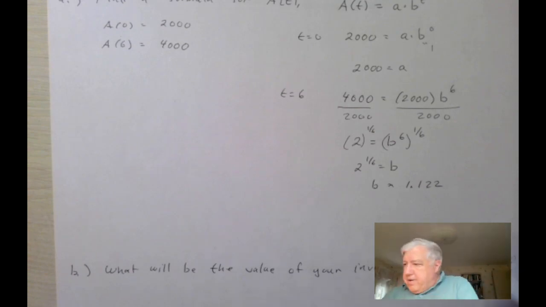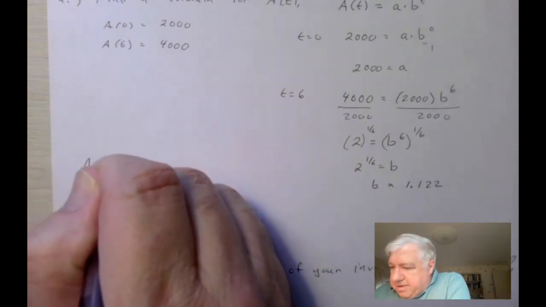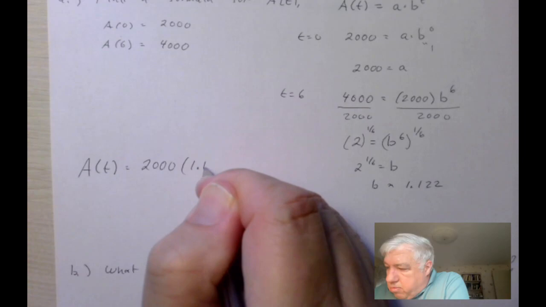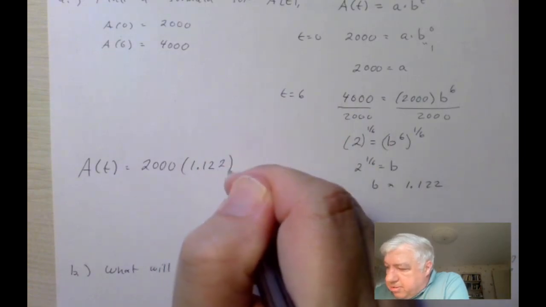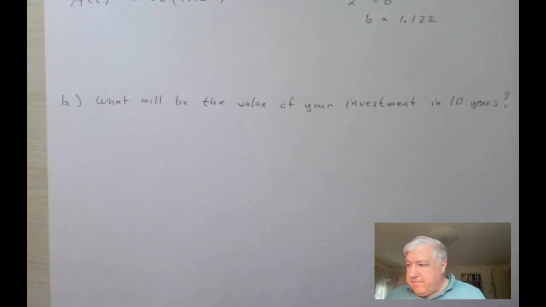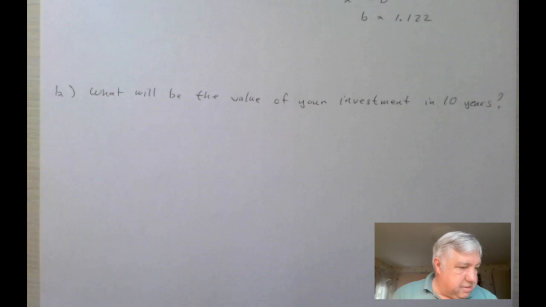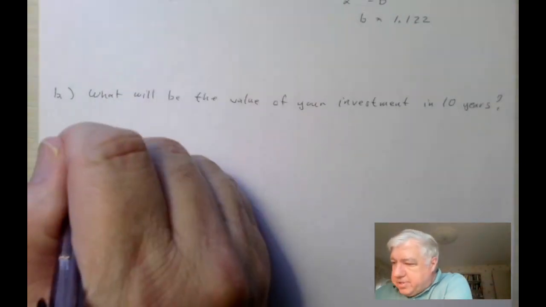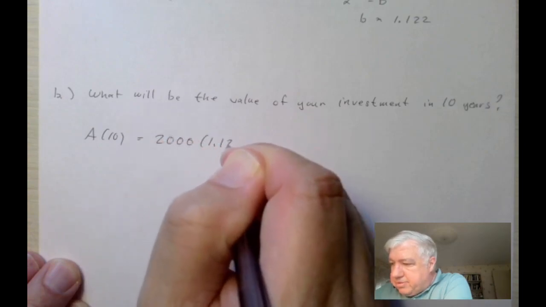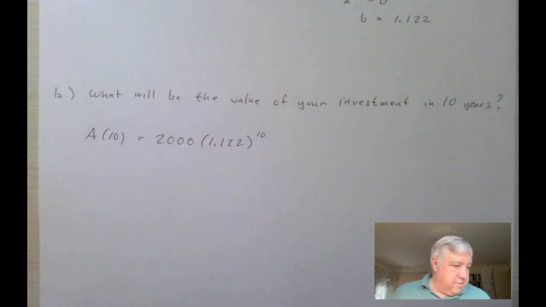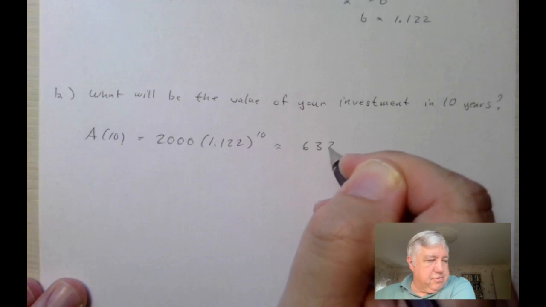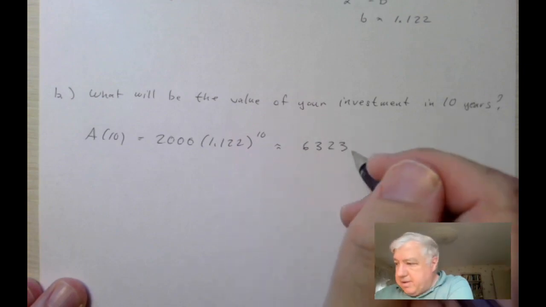So anyway, it turns out that A of t, the capital A of t, is going to be 2,000 times 1.122 raised to the t power. And so if you wanted to figure out what is the value of your investment in 10 years, you just plug in t equals 10. That would be A of 10, which is 2,000 times 1.122 raised to the 10th, which is approximately 6,323 and 52 cents.